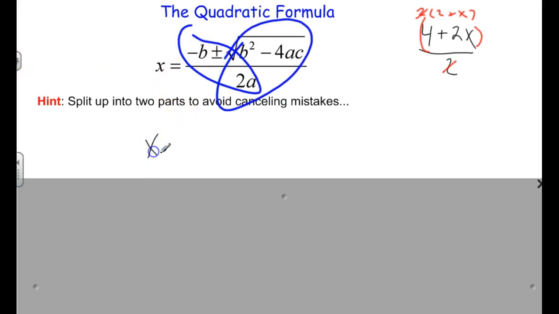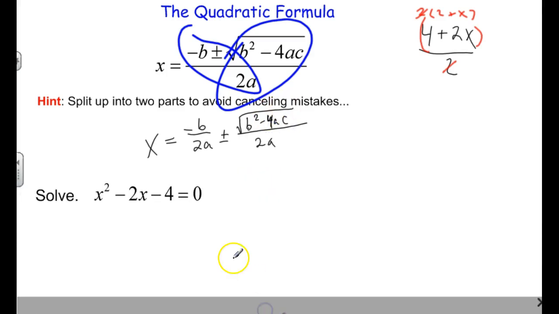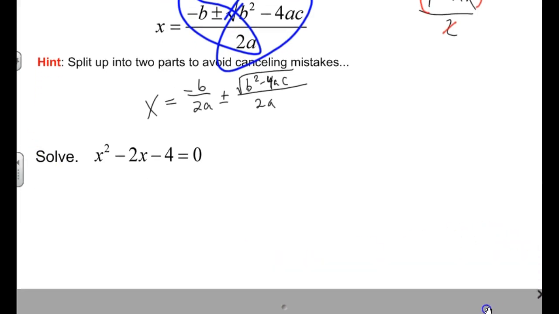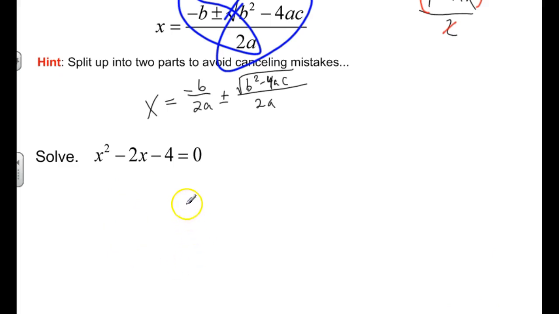So I can write this as x equals negative b, or opposite of b, over 2a, plus or minus, all over 2a here, square root of b squared minus 4ac. That's a 4 there. And so let's try this. I'm going to try it my way, which is to split it up first and see how that works.